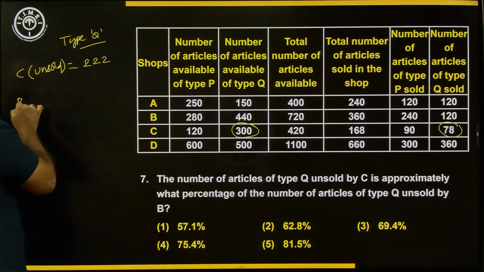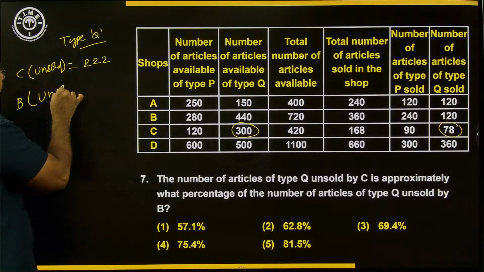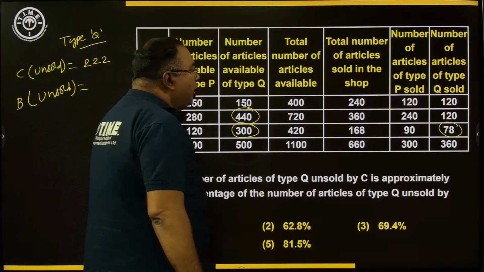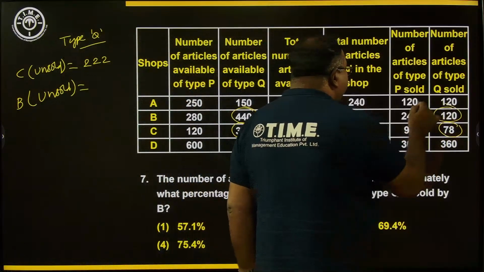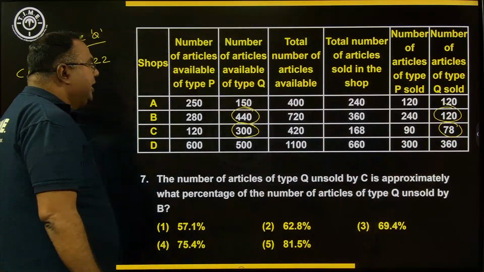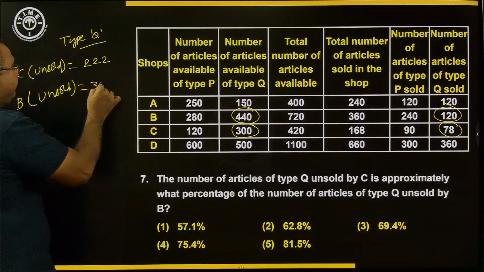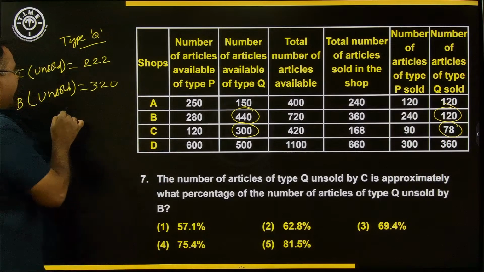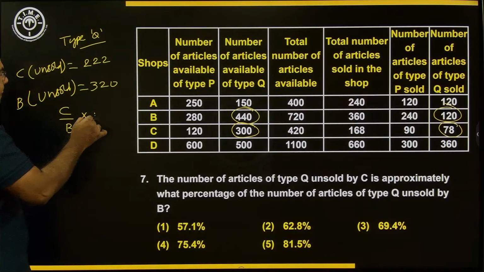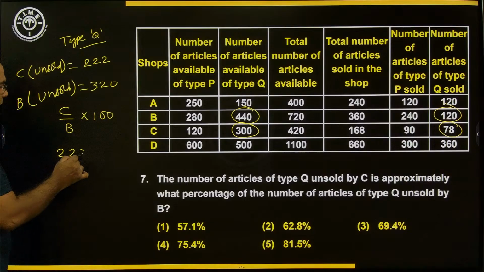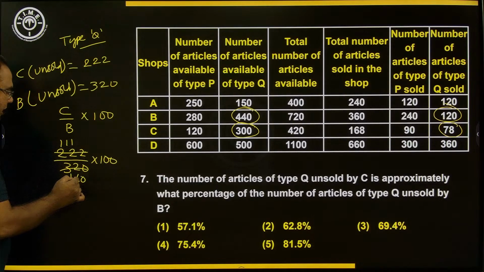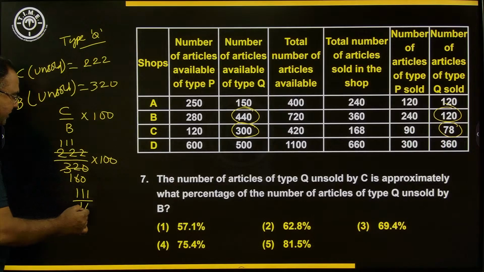So number of articles C is approximately what percentage of number of articles unsold by B? Okay. B unsold of type Q. Type Q, how many are available? 440. Okay. How many were sold out of this? 120. So if I remove 120, it has to be 320. So C is what percentage of B? So C by B into 100. 222 upon 320 into 100. So here 2 triple ones, 2 160s. So clearly it is 111 upon 160 into 100.